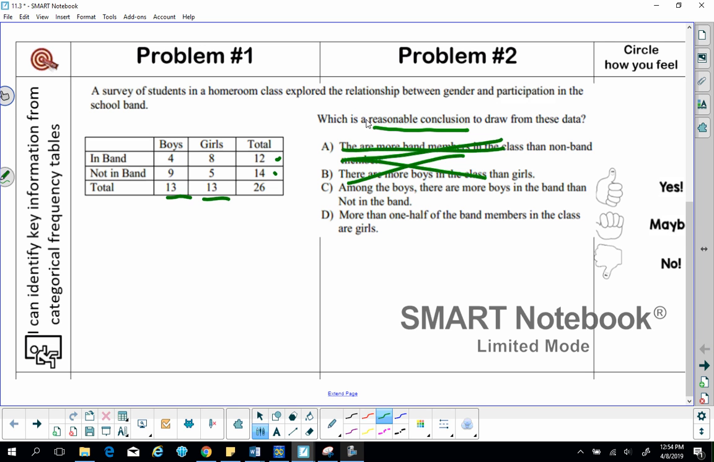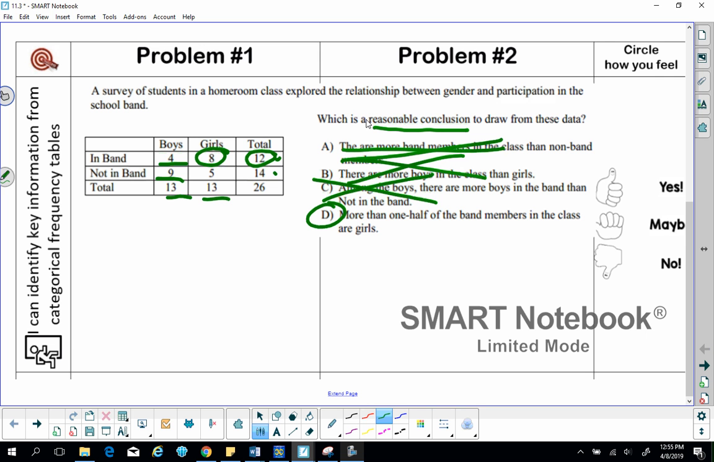Among the boys, so they're only talking about the boys. There are more boys in the band than not in the band. Are there more boys in the band than not in the band? No. It's less. More than half of the band members in the class are girls. So in the band, there's 8 out of 12. That's more than half. So my answer would be D. Does that make sense? Yes.